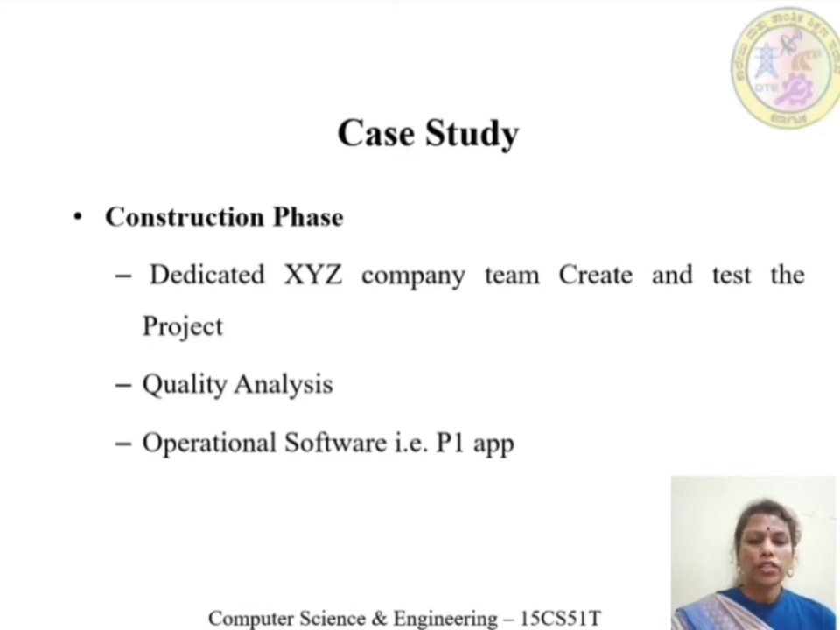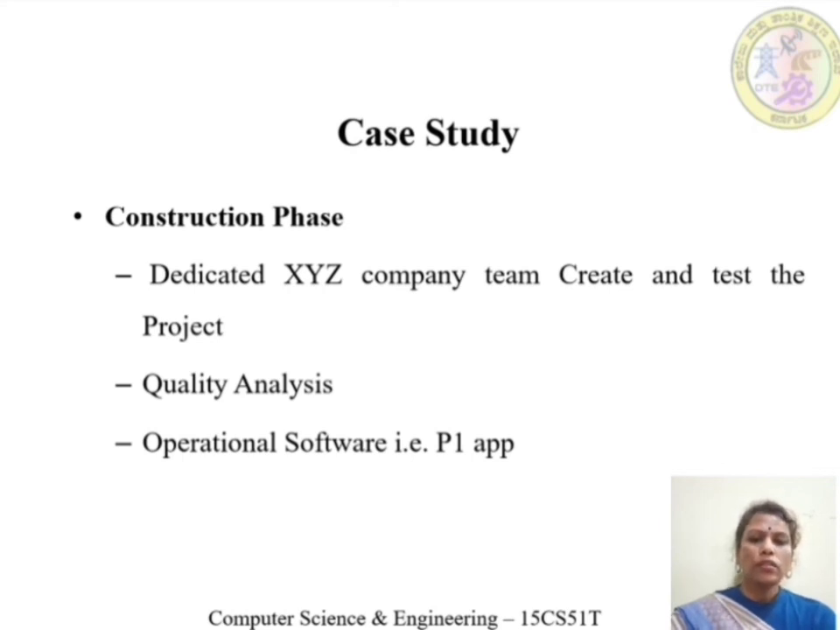Next, in the construction phase, actual product development is done. That is, build and test is done in the construction phase. Here, the dedicated XYZ company team creates and tests the project. Quality analysis is done in the construction phase. Here the output is operational software, that is nothing but the P1 app.